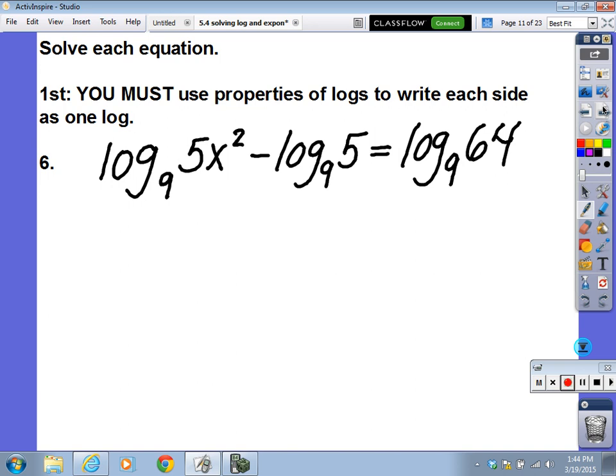Now looking over here on the left, are they both log to the base 9? Yes, so we can combine these using properties of logs. We're going to rewrite it as one log.